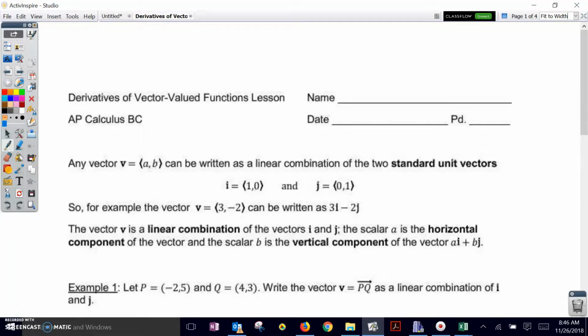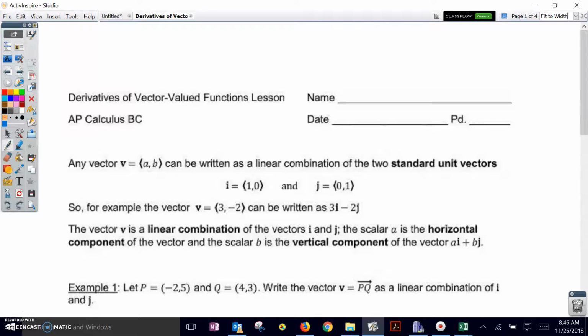Alright, welcome back everybody. In this video we're going to look at derivatives of vector-valued functions. We're going to start with some basic vector function notation and look at a few examples along the way. Alright, so any vector that we have can be written as a linear combination of the two standard unit vectors, i, which is the vector 1, 0, and j, which is the vector 0, 1.